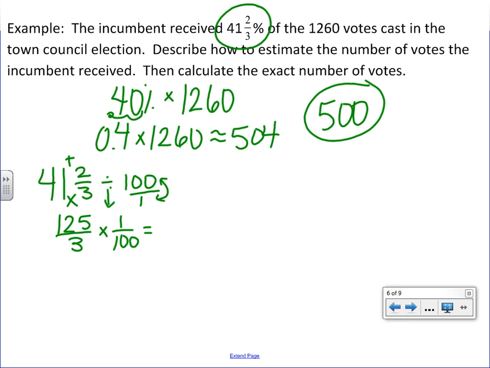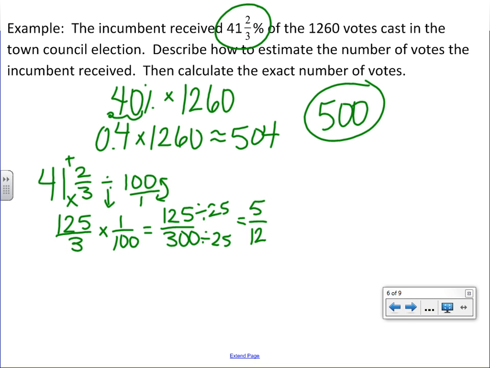Now 125 times 1 is going to get me 125. 3 times 100 is 300. So 125 over 300 is going to reduce. Okay, we can reduce it by 25, top and bottom. We'll start there. Divided by 25. So 125 divided by 25 is going to get us 5 in the numerator. Over 300 divided by 25 gets us 12 in the denominator. So this isn't going to reduce any farther.